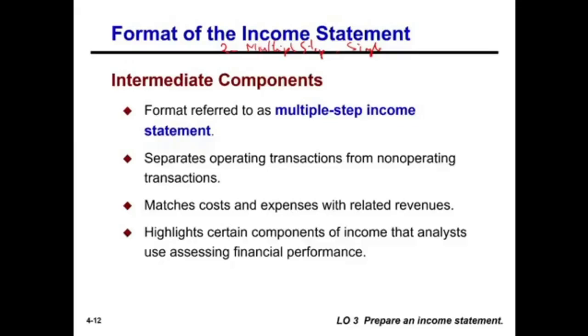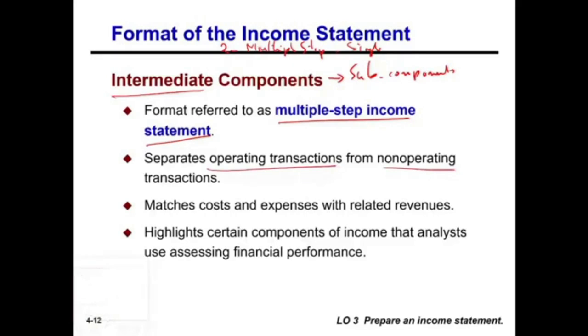When we use the multiple step income statement, we're going to have what's called intermediate components. Basically we're going to have sub components, various components within the income statement. So we're going to separate operating transactions from non-operating. When we prepare the income statement using the multiple step, we're going to have a section that deals with operating and a section that deals with non-operating. So we're going to separate those.